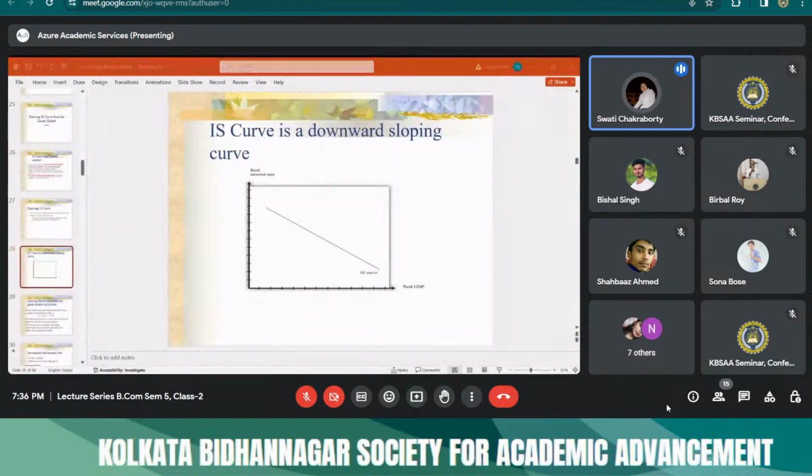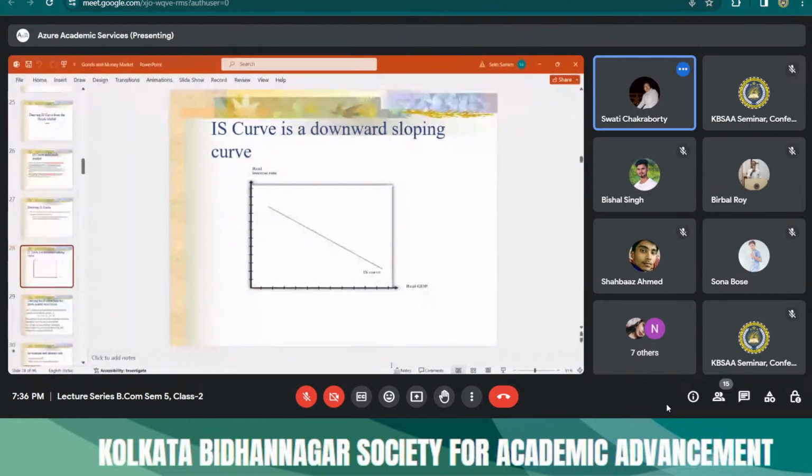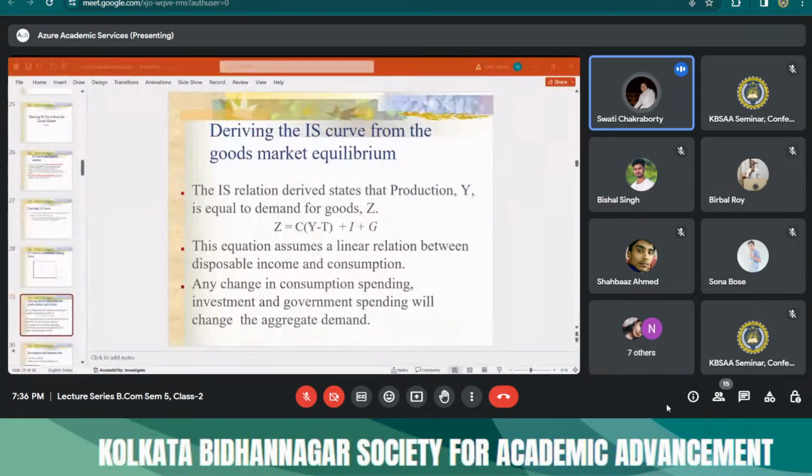Now, let's go to the goods market equilibrium condition, where we know that Y is equal to Z, and Z is equal to C, which is a function of Y minus T, plus I plus G. Next slide, please. All this while, we had taken I as autonomous, right? But actually, this is investment by private firms, how much they are willing to invest.